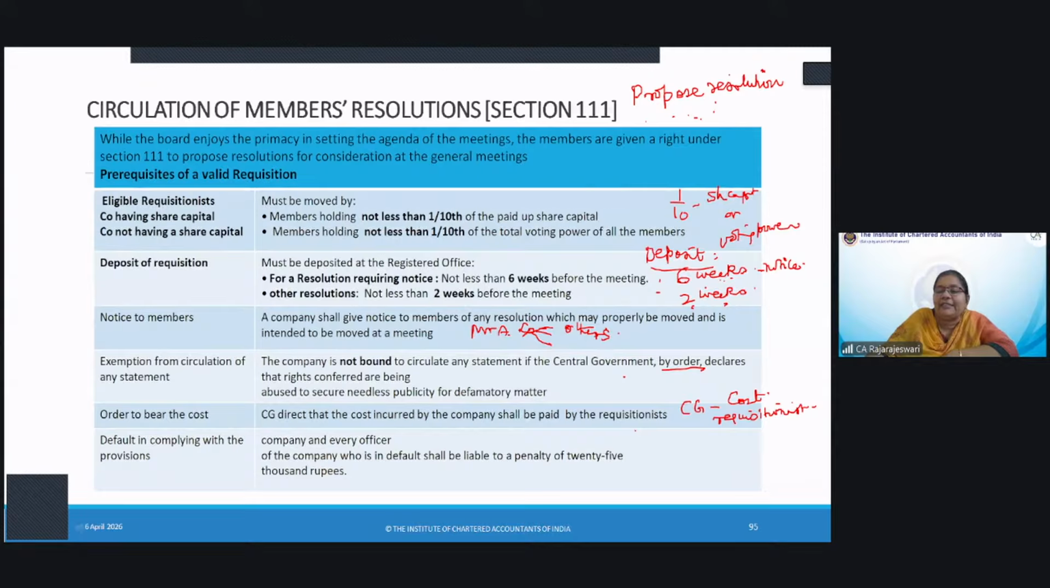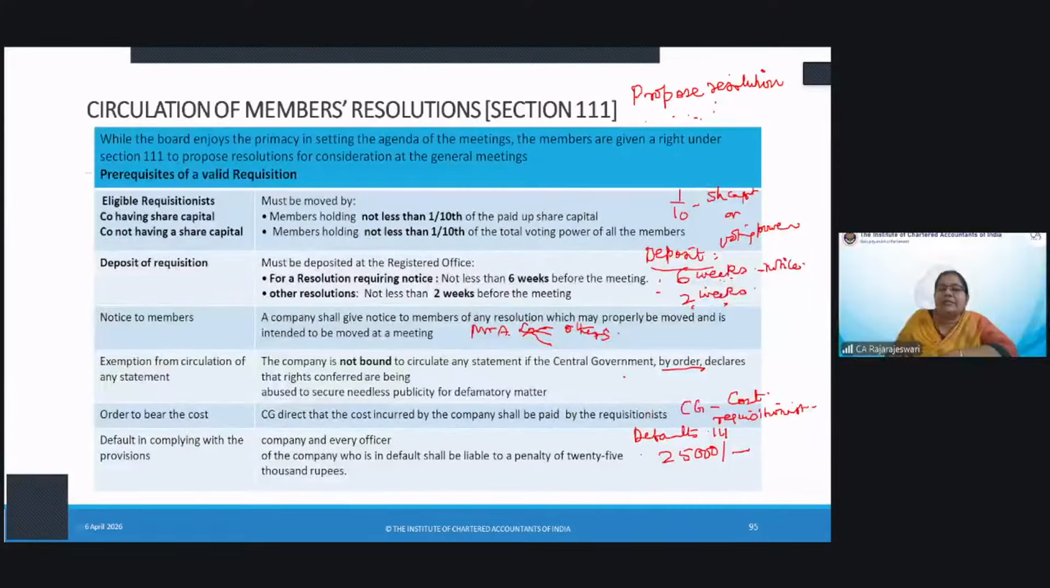If the company defaults in complying with this provision, that is provision of section 111, then the company and every officer is liable to a flat penalty of 25,000 rupees. The company and every officer of the company who is in default is liable for a flat penalty.